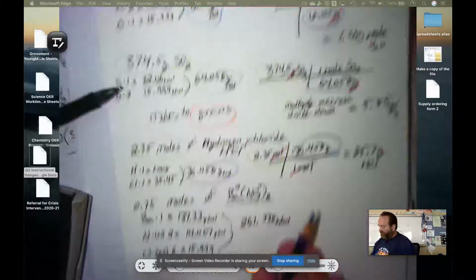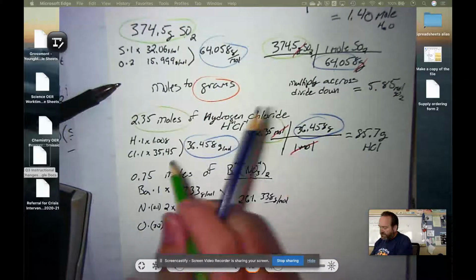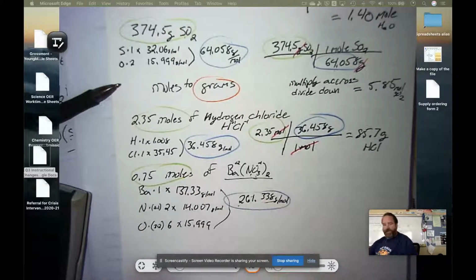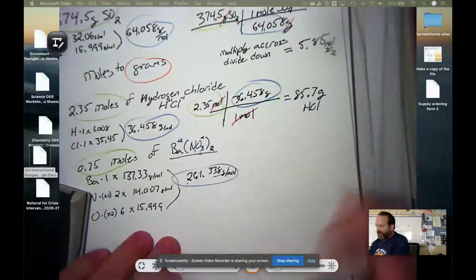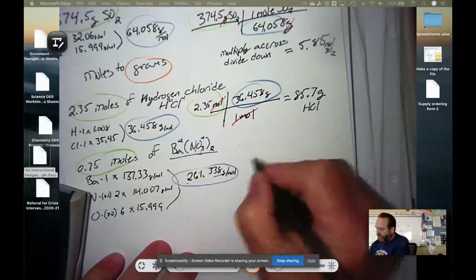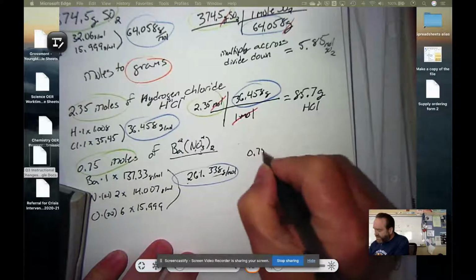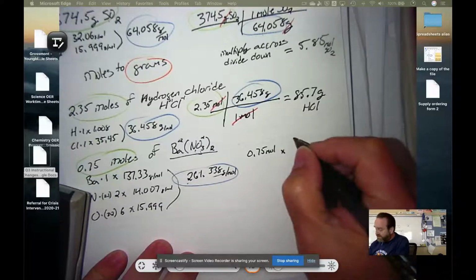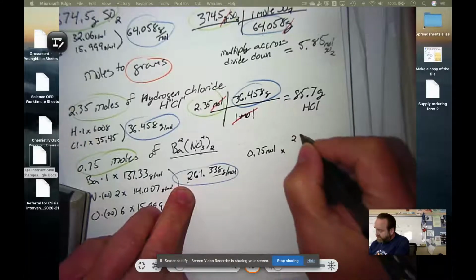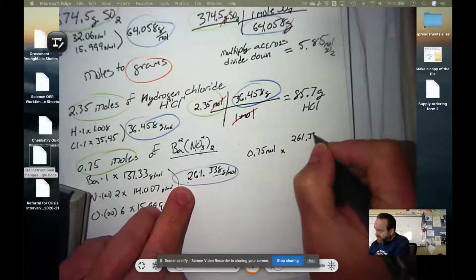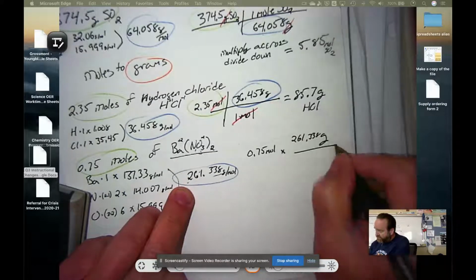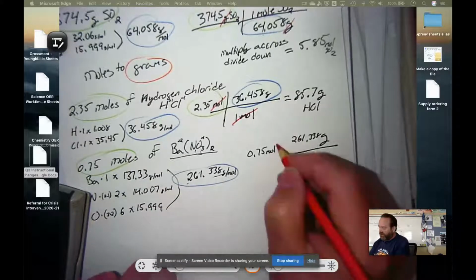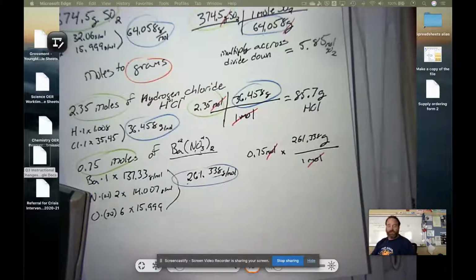All right, so once again, I've got given, conversion factor. Now I'm going to set this up. You may see that this actually looks more like what you've done in a math problem before. 0.75 mole. And I'm going to multiply by the fraction of 261.338 grams for every 1 mole. That might look more familiar to you, and that's definitely a way to go.